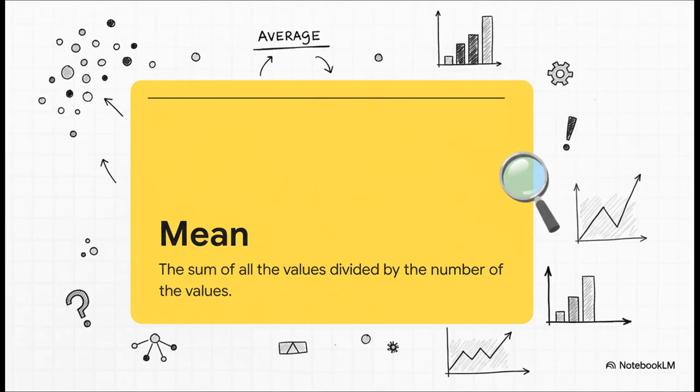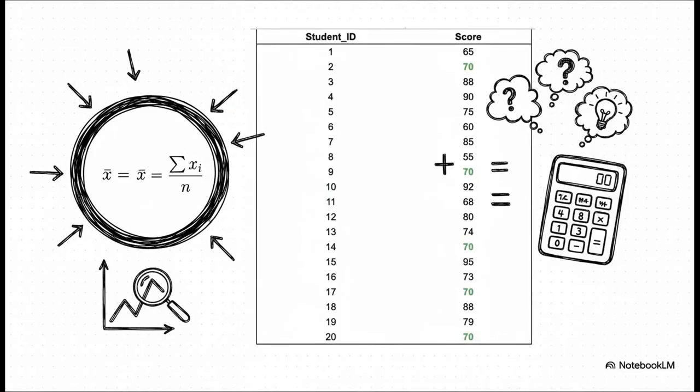And we're going to start with an old friend, the mean. You probably know it simply as the average. It's our number one go-to tool for figuring out the center of our data. So simple, but so important. And here you can see how it works, side by side. On the left is the formal math, but on the right is what really matters. You just add up all the scores, divide by how many students there are, and bam, you get one single number that gives you a snapshot of the whole class's performance.